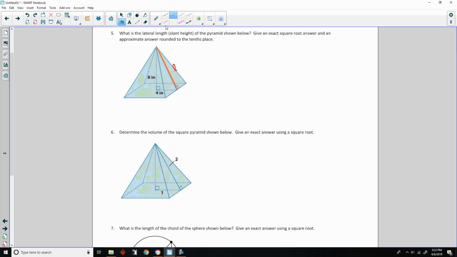That is a right triangle right there. As you can see, the height is 8, the base is 4, and that's my C. So all we have to do to find the slant height of this is the Pythagorean theorem. So A squared plus B squared equals C squared. A is either 8 or 4, it doesn't matter. B is the other. C has to be L. 8 squared is 64. 4 squared is 16. Equals L squared. 64 plus 16 is 80.